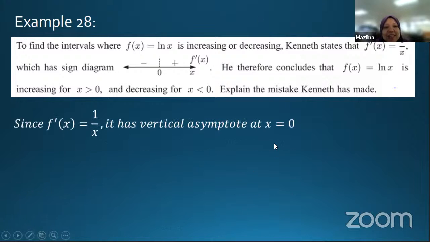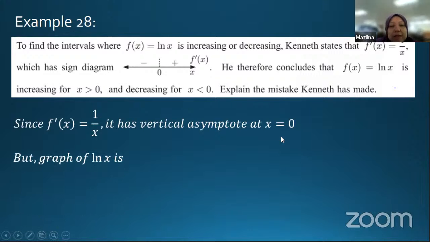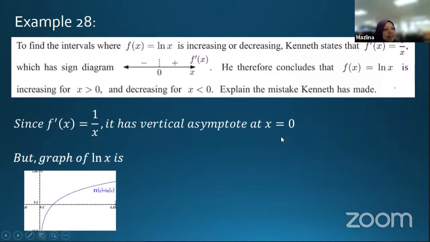Okay, let's see here. Since our f prime x is 1 over x, because ln x, if we differentiate, we got 1 over x, right? So it has a vertical asymptote at x equals to 0, right? Boleh imagine the graph of 1 over x? You got an asymptote at x equals to 0, right? Okay, so from here, but the graph of ln x is like this. If you plot the ln x, this is the curve.